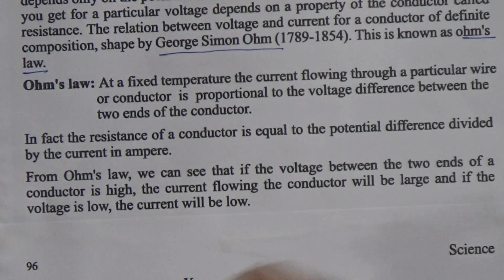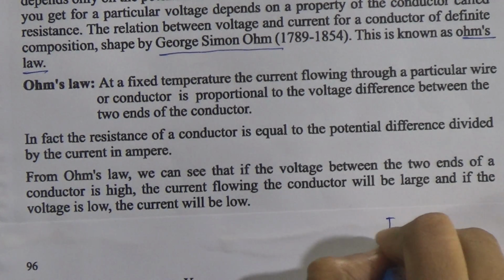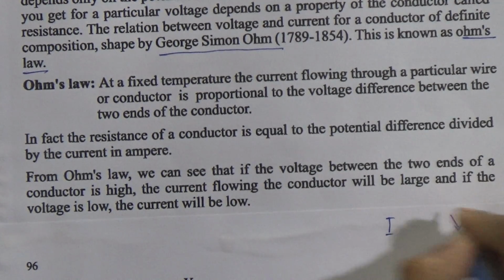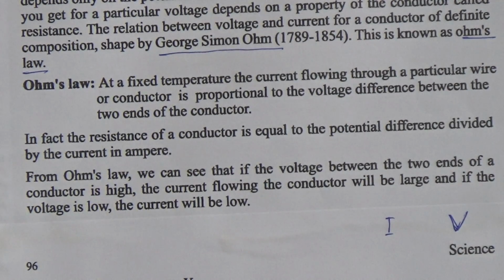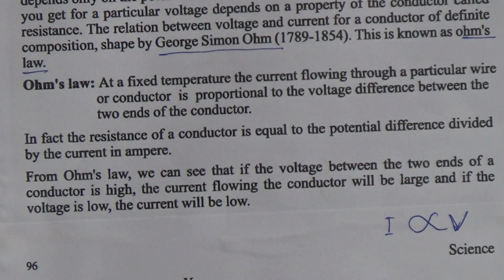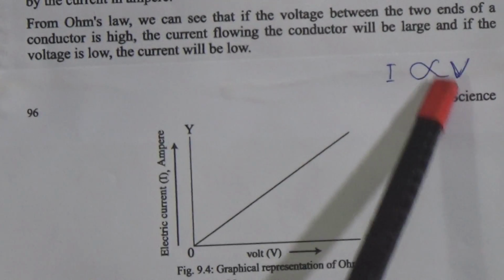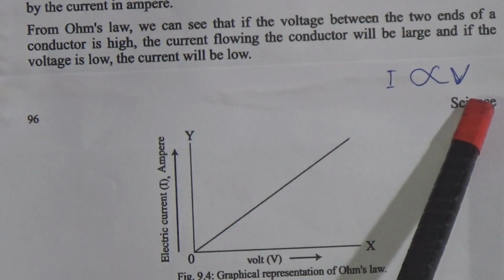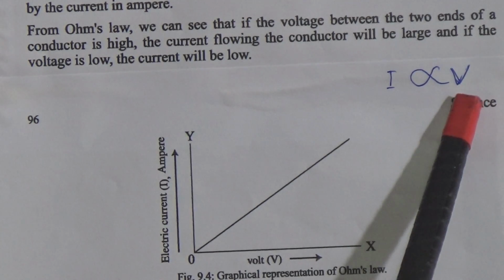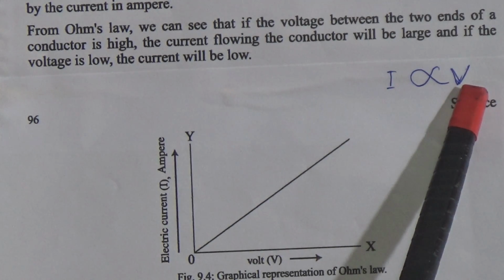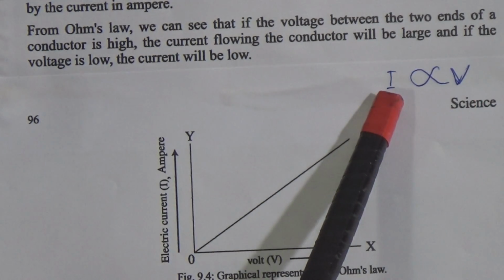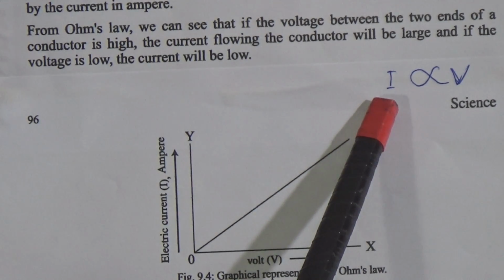Here the current flowing is indicated as I, and the voltage difference is shown by V, and according to Ohm's law, I is proportional to V. Here I always depends on V, that means V is the independent quantity, that's why we write the V on the right side, and this shows that I always depends on V. If we increase the V, that means if we increase the voltage difference between two ends of the conductor, at that time I also increases, we will get more current flowing.